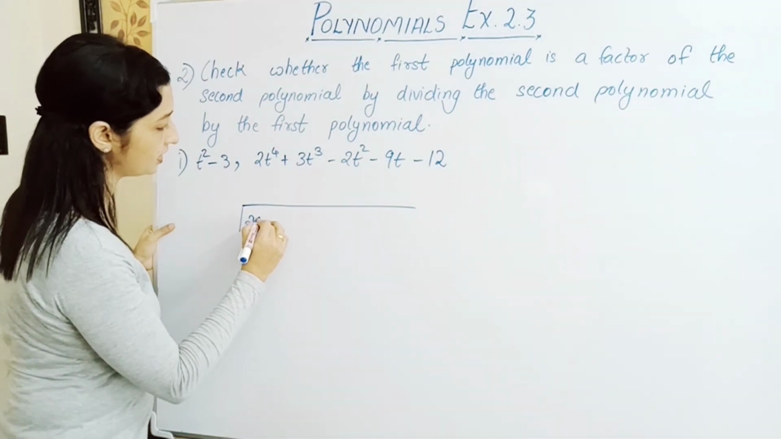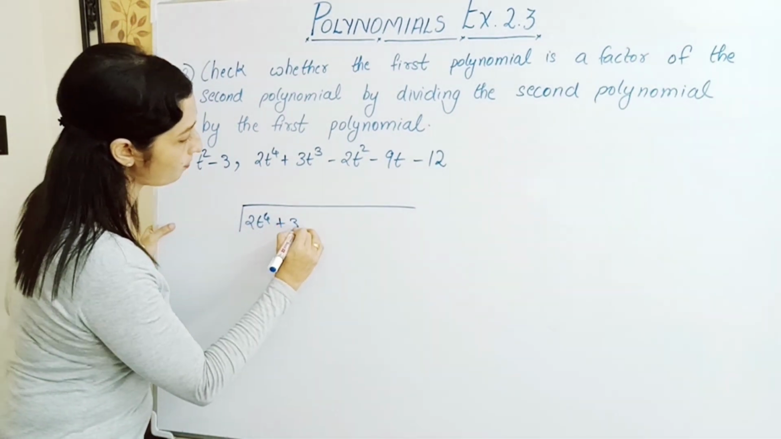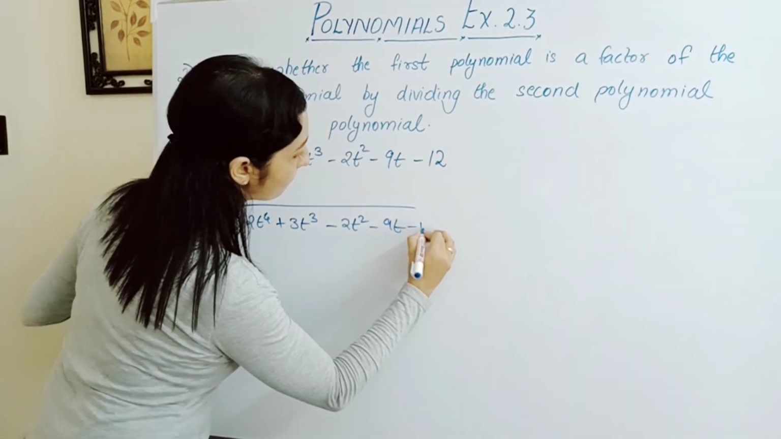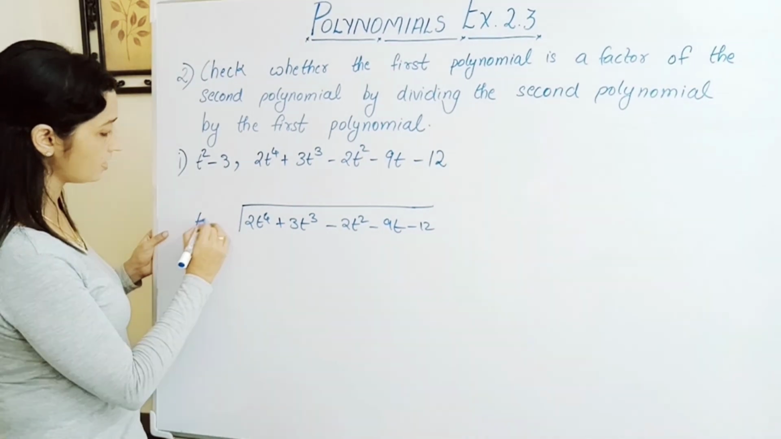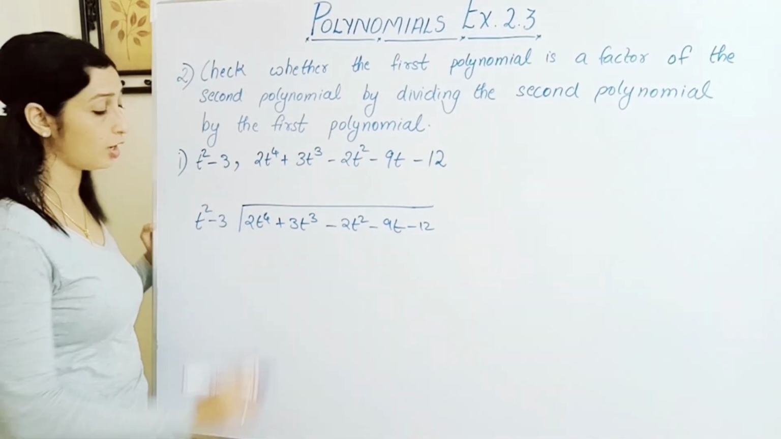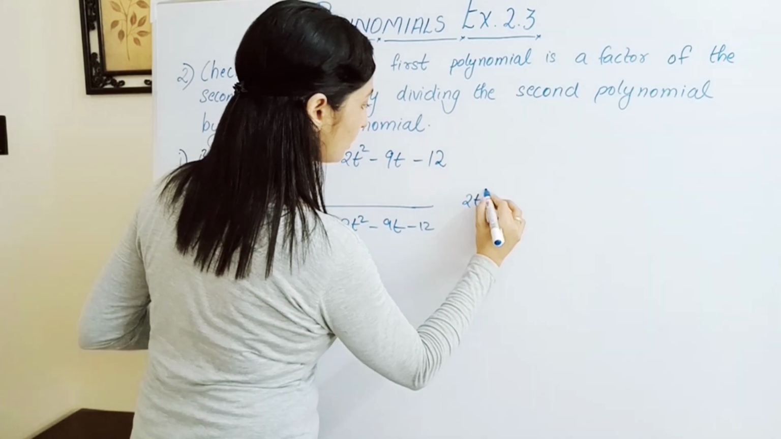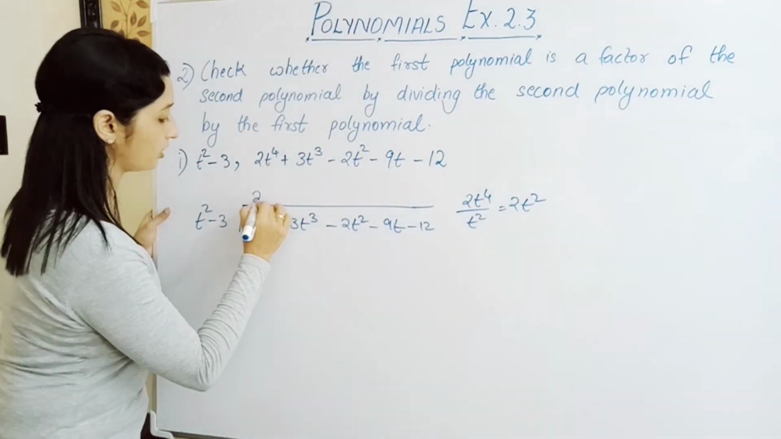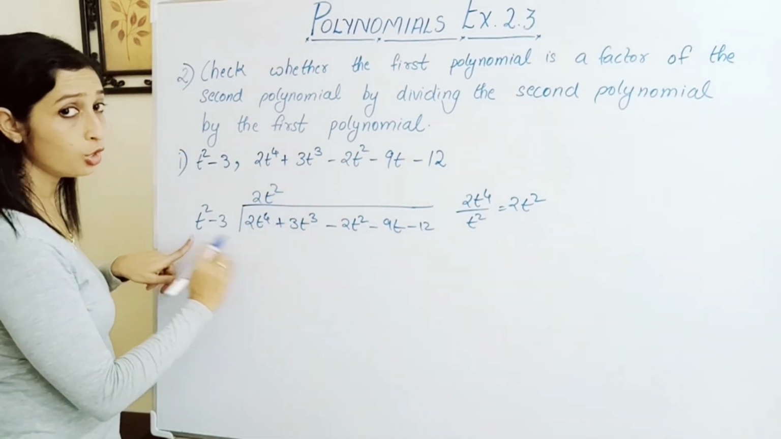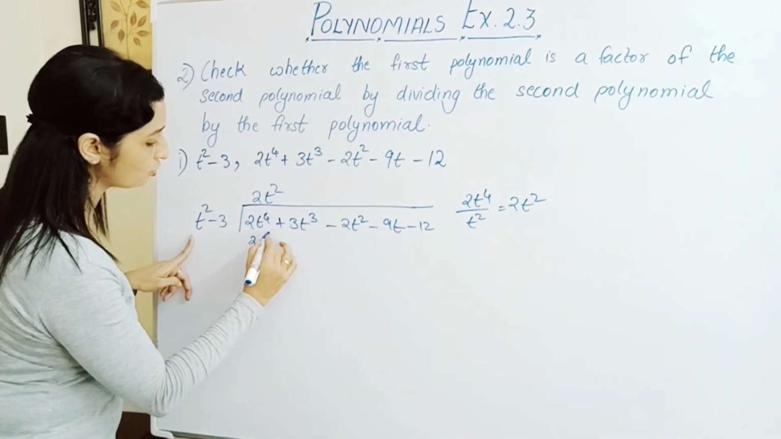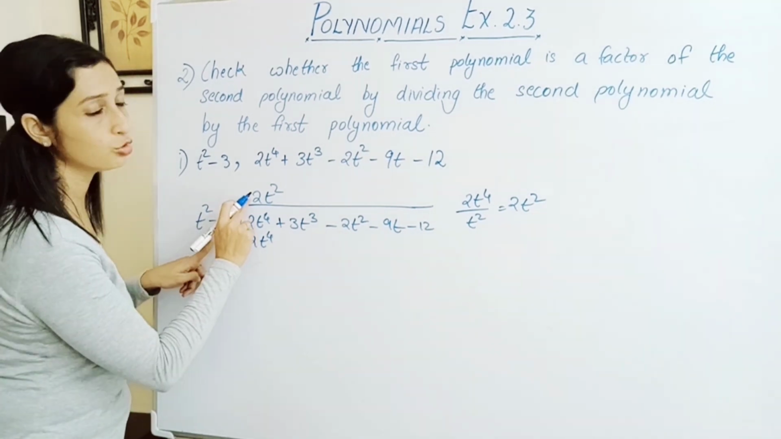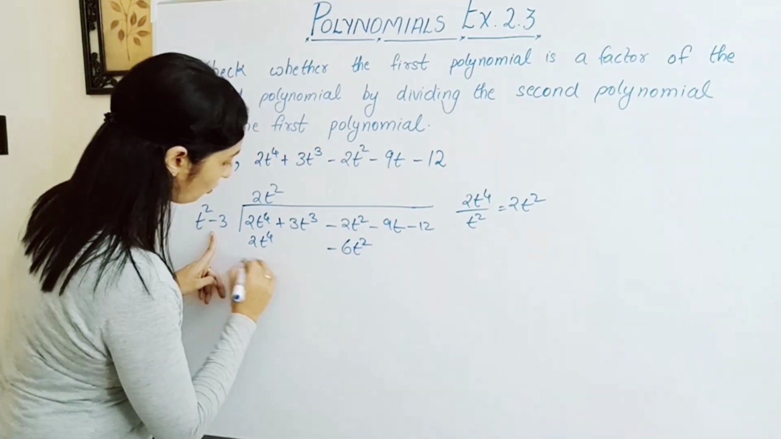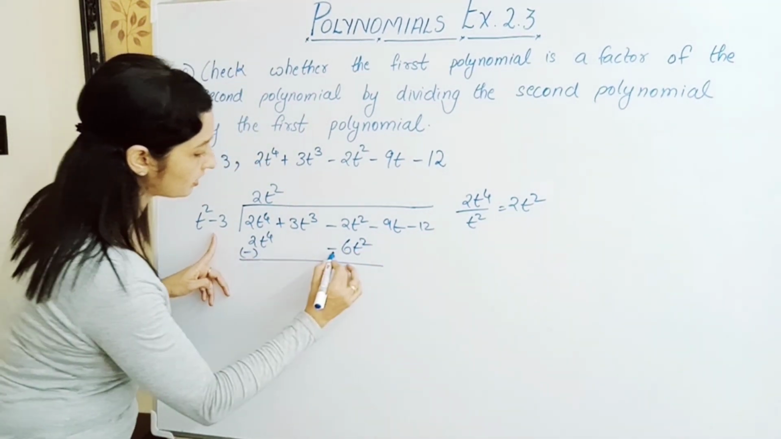So let's write the dividend, which is 2t raised to 4 plus 3t cube minus 2t square minus 9t minus 12. And the divisor is t square minus 3. How do we find the first term? 2t raised to 4 by t square. You get 2t square. So you write 2t square here. What do you get here? 2t square into t square is 2t raised to 4, minus 3 into 2t square is minus 6t square. Reversing the signs, minus plus.